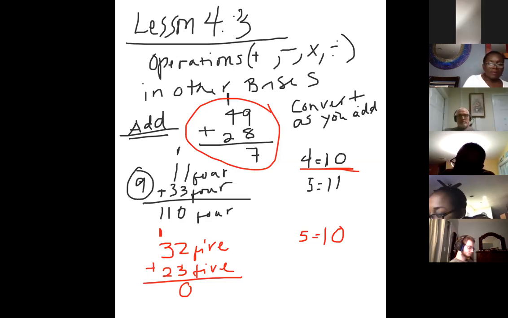Yes. So I'm gonna add again, 1 plus 3 plus 2. That's gonna be 6. I can't use the 6. 5 goes into 6 how many times? Once with 1 left over. So this would be 1, 1, 0, base 5.